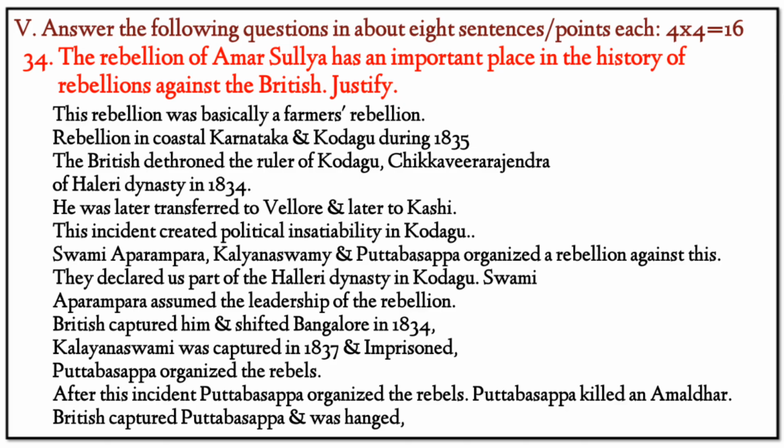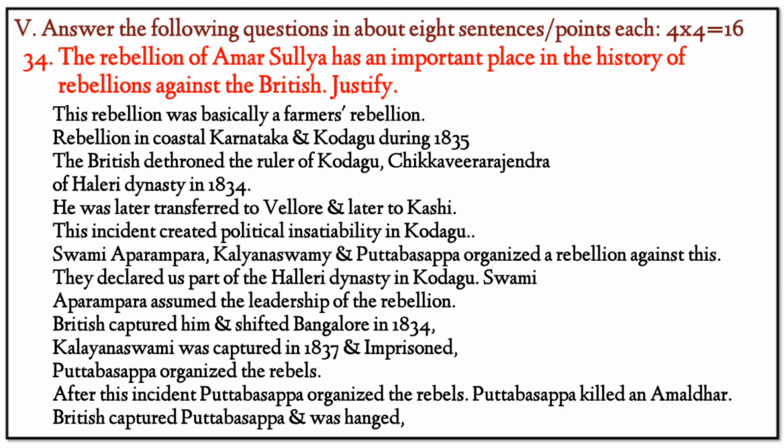Next, question number 5. Answer the following questions in about 8 sentences or points each. Total 4 questions, carrying 4 marks each, 16. Question 34. The rebellion of Amara Sulya has an important place in the history of rebellions against the British. Justify.